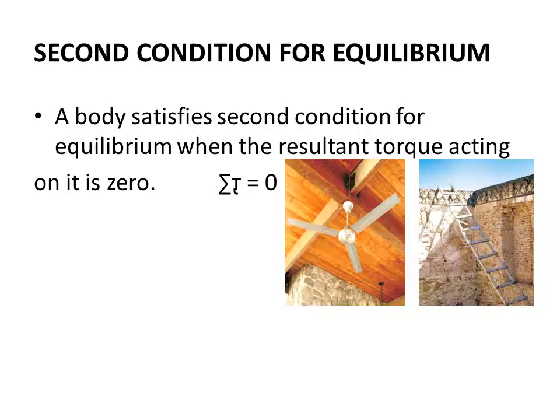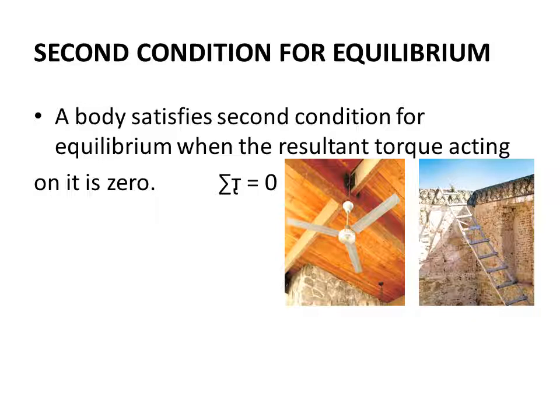Second condition. The first condition for equilibrium does not ensure that a body is in equilibrium. This is clear from the following example. Consider a body pulled by the forces F1 and F2. The two forces are equal but opposite to each other. Both are acting along the same line, hence their resultant will be zero. According to the first condition, the body will be in equilibrium.